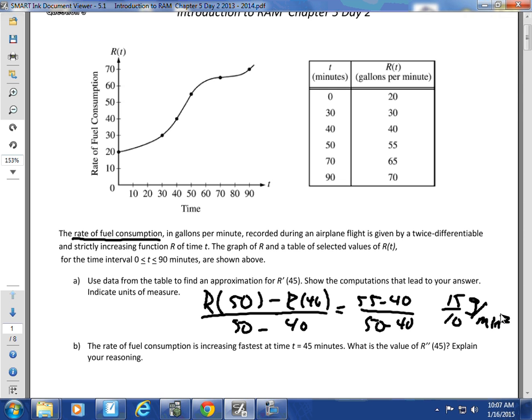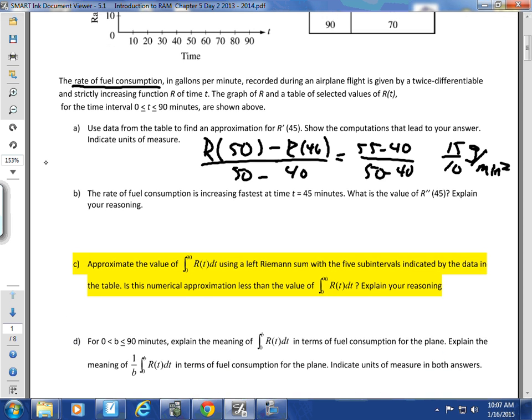Very good. Now let's go on to the part that we've actually been preparing for in the last couple days. Part C. Approximate the value of the integral from 0 to 90 of r of t using a left Riemann sum, 5 subintervals indicated by the data in the table, which means they want us to use the numbers in the table rather than try to create 5 equal subintervals or 5 equally wide rectangles.